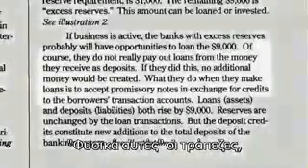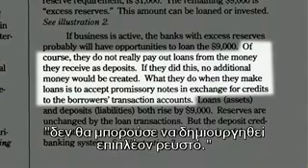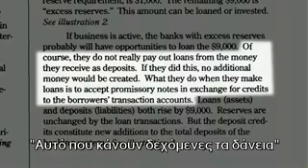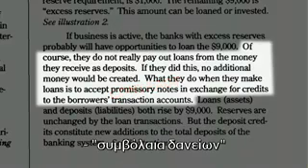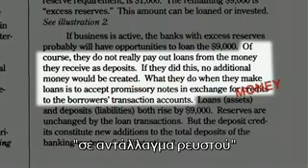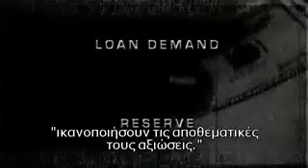As stated in Modern Money Mechanics, "Of course, they, the banks, do not really pay out loans from the money they receive as deposits. If they did this, no additional money would be created. What they do when they make loans is to accept promissory notes, loan contracts, in exchange for credits, money, to the borrower's transaction accounts." In other words, the $9 billion can be created out of nothing simply because there is a demand for such a loan and there is a $10 billion deposit to satisfy the reserve requirements.